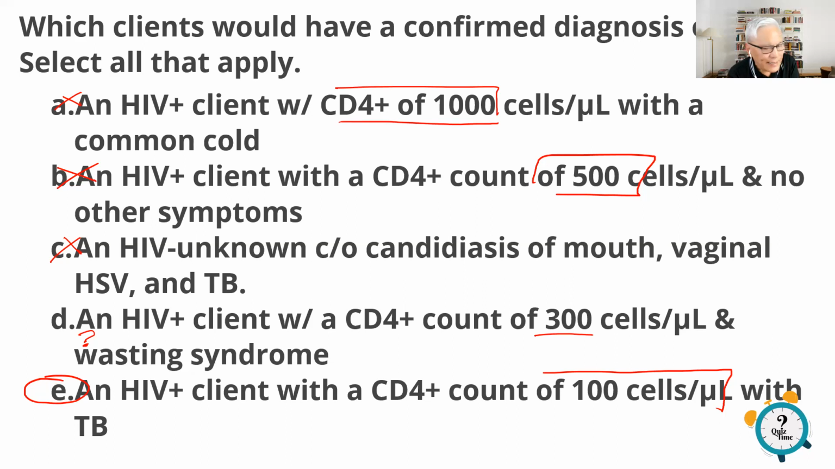In letter D, the thing is that wasting syndrome can be seen also in patients with cancer. And so I think we have been tricked in this question because it says select all that apply. And therefore, we were thinking that it probably will have more than one response. But I submit that there's only one response that's correct over here.